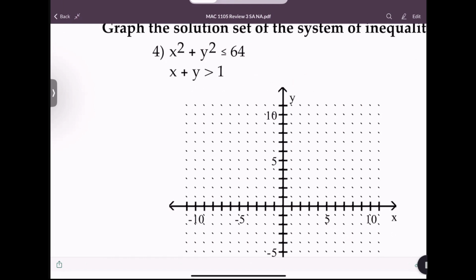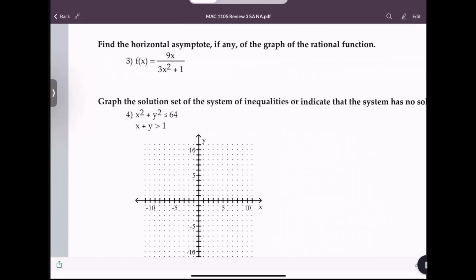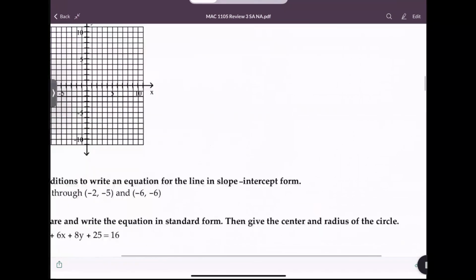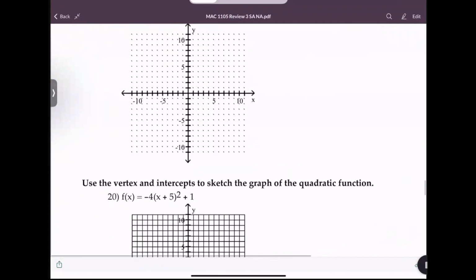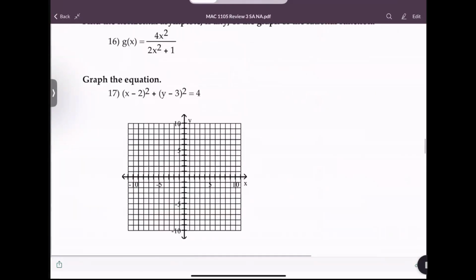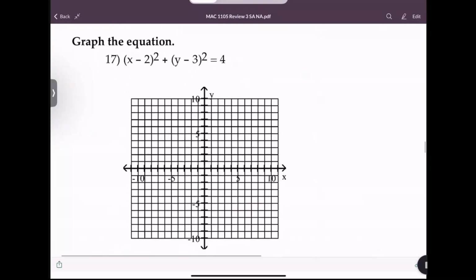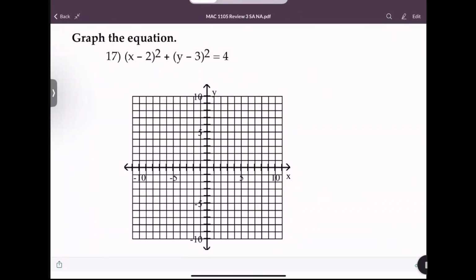So the other question that was being asked is this one here. Okay, where's my center? 2, 3. So 2, 3. What's my radius? 2. So 2, 2, 2. So here's my circle. Do I shade?